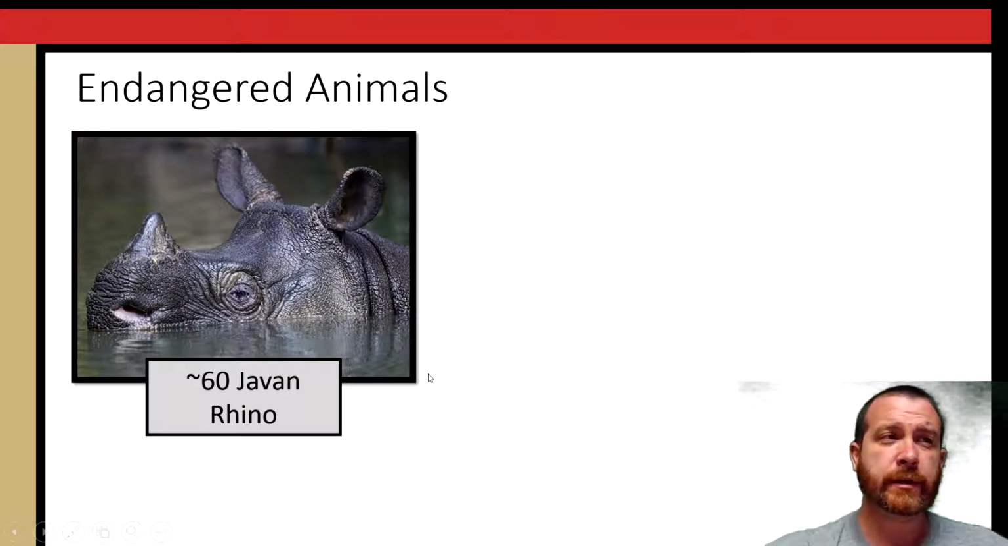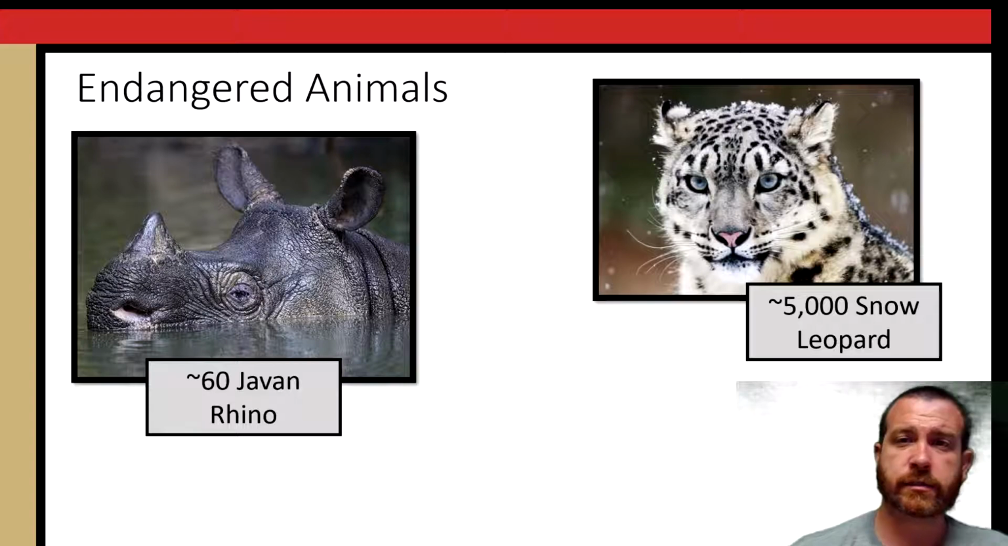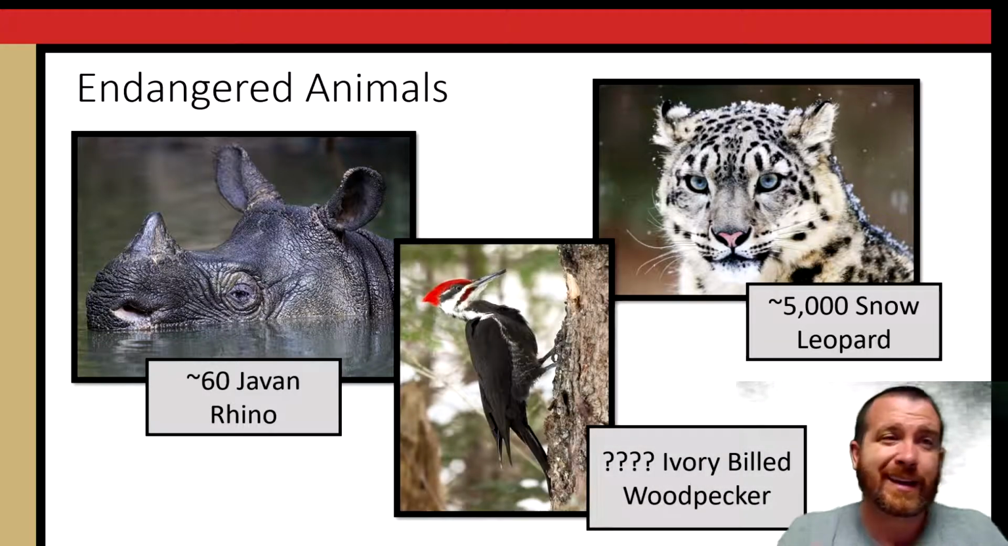When we're talking about an endangered animal, you've probably heard these sorts of numbers, like there's 60 Javan rhinos left on the planet, there's 5,000 snow leopards left on the planet, and for something really rare, we don't really know how much there is left, like ivory-billed woodpeckers here in the US.